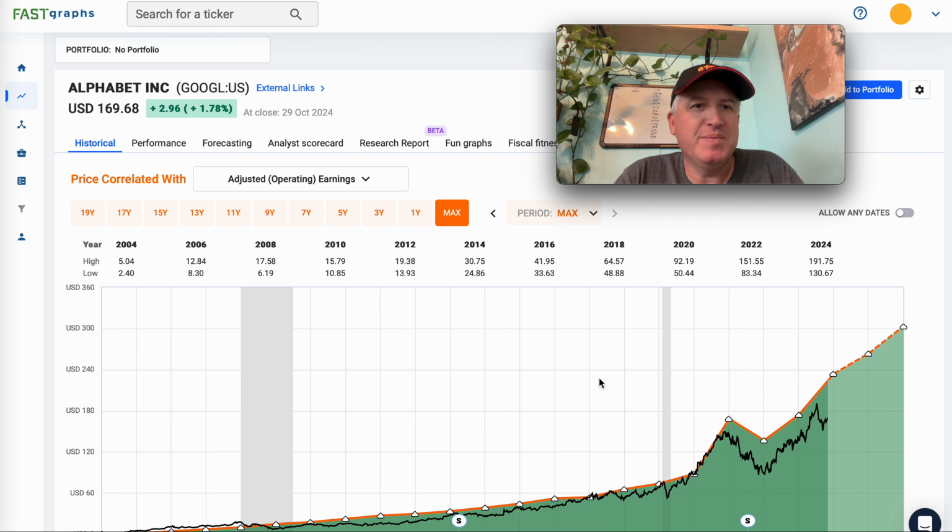Today, we are going to be analyzing Alphabet stock. Ticker GOOGL is the one we're going to use. You can also look at GOOG, but when I share the numbers, it's going to be for this particular ticker. As always, this is not individual investing advice. This is just how I analyze stocks.